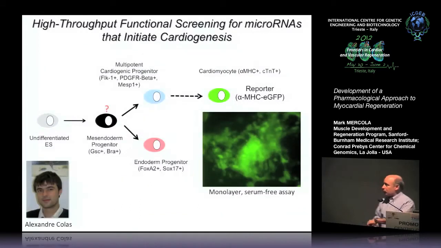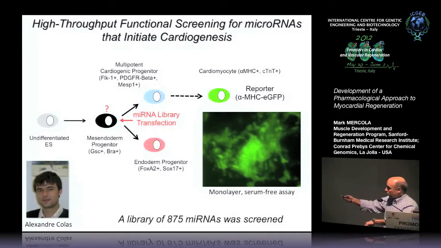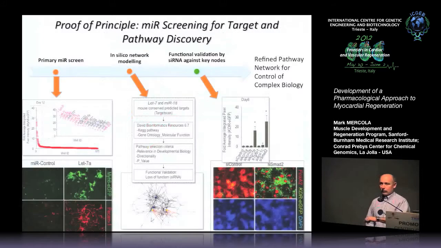So, as a proof of principle, we went back to the embryo, and Alex Colla, a postdoc in the lab, made, again, mesodermal progenitors, and asked, can we use microRNAs to dissect the pathways that initiate cardiogenesis? And the initiating step in cardiogenesis is to make a cardiac cell versus a gut endodermal cell. That's the first step to make a cardiomyocyte. And so he built an assay that could distinguish between these two cell types, and he screened the whole genome's worth of microRNAs. And that's just outlined here.